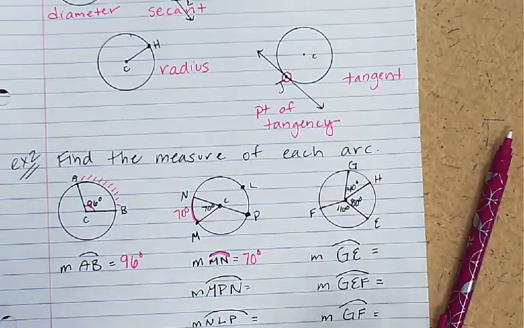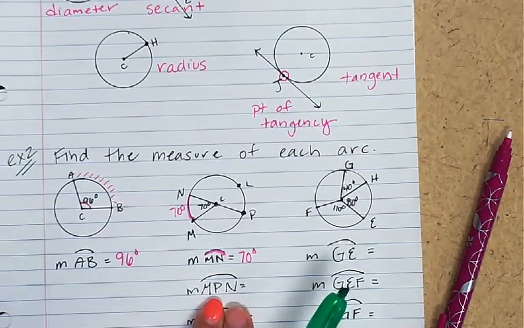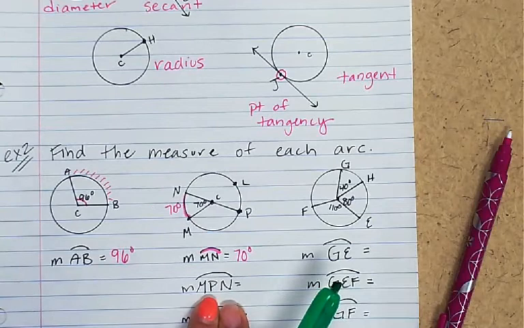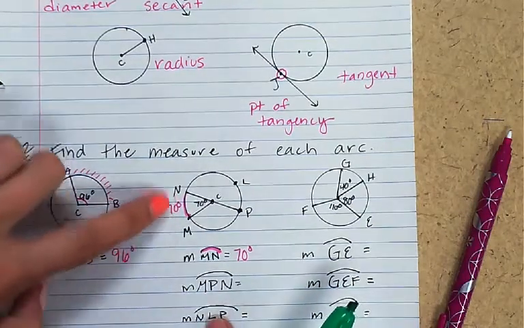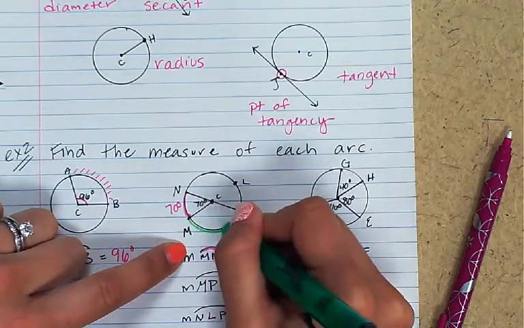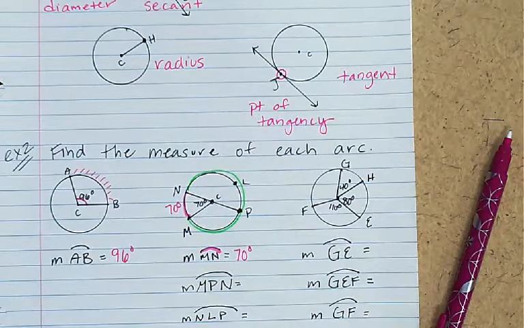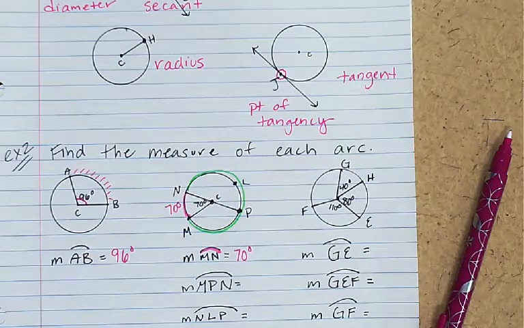Then we need to find the measure of arc MPN. So when they use 3 letters like this, they're talking about a major arc. So we wouldn't just go from M to N again. We have to start at M, touch P, and then go to N. So when you have a major arc like that, it's always greater than 180 degrees.